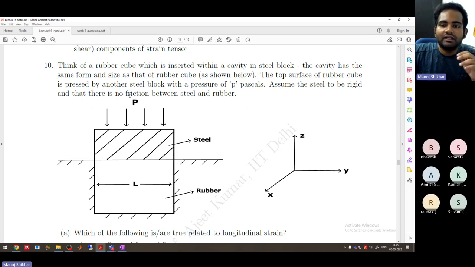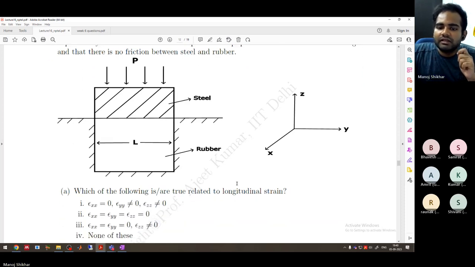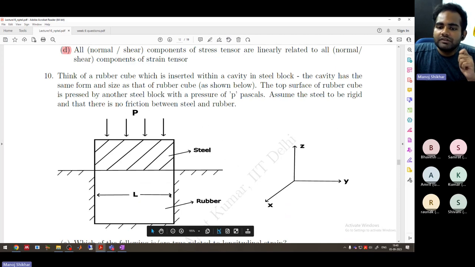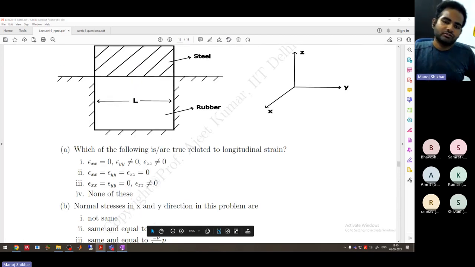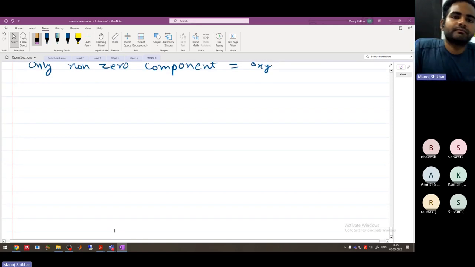So there is no friction between steel and rubber so that you don't get any traction components in this direction or in the other direction. And they're asking which of the following is true related to longitudinal strain. So question number 10.